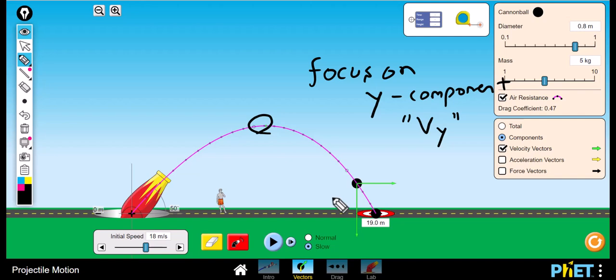When it got to the top, the velocity was 0. The acceleration didn't necessarily change. It was the velocity that changed. And then on the way back down, the velocity began increasing, and so it's accelerating at that point until it hits the ground.